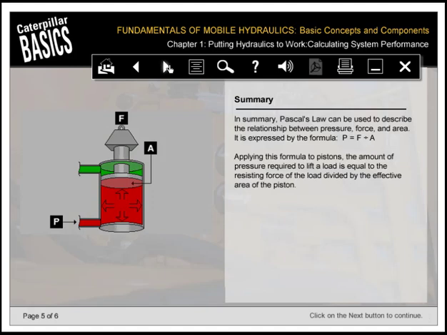In summary, Pascal's law can be used to describe the relationship between pressure, force, and area. It's expressed by the formula P equals F divided by A. Applying this formula to pistons, the amount of pressure required to lift a load is equal to the resisting force of the load divided by the effective area of the piston.